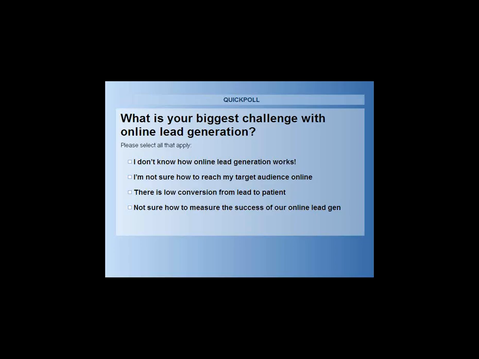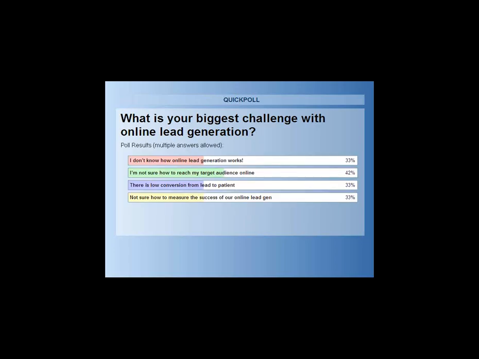I do want to share these results just to see what biggest challenges our audience is seeing with online lead generation. So we see that it's actually spread across, interestingly enough, evenly. The majority of people are unsure of how to reach their target audience online, and really 33% across the other three answers: people don't know how lead generation works, perhaps there's a low conversion rate, and they're not sure how to measure success on their online lead generation campaigns.